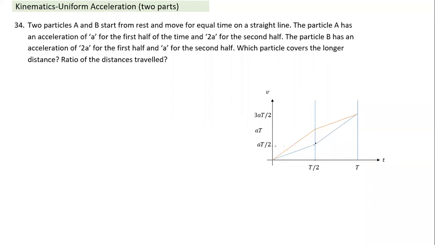And from here, the slope becomes double. So this slope is A and this slope is 2A. So what will this value be? This value will be equal to 3AT by 2. You can easily find this one. What happens in the case of particle B? Particle B initially has twice the acceleration. So from 0 to T by 2, it travels with an acceleration of 2A, and from T by 2 to T, it travels with acceleration A. So these are the motions I have plotted.